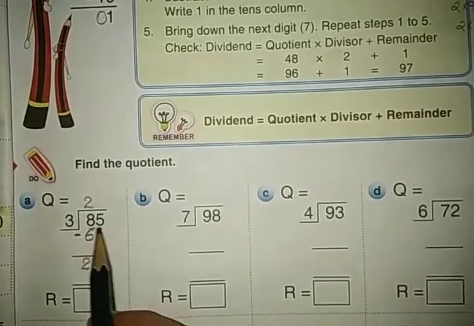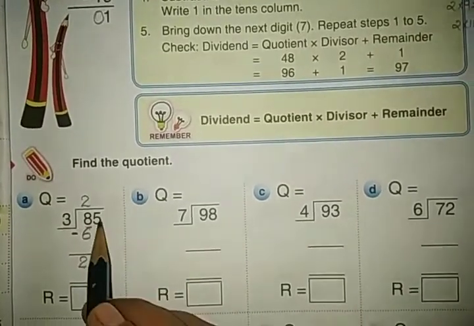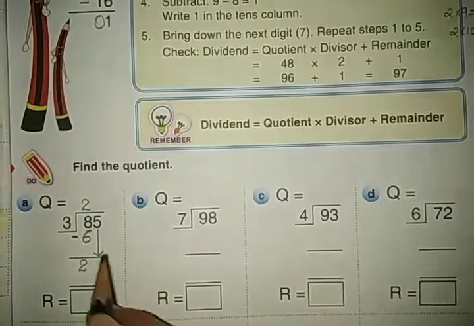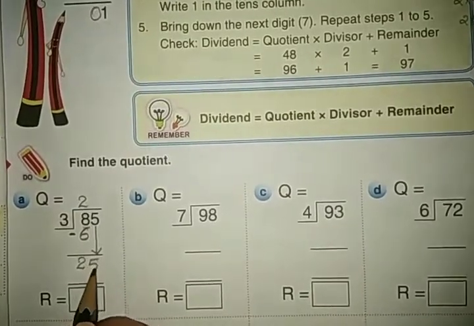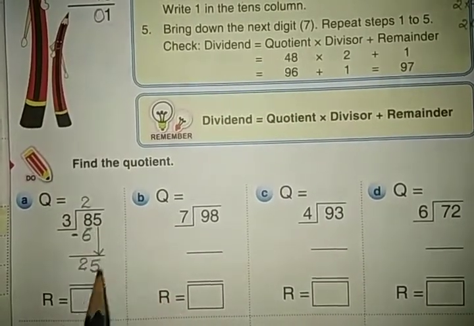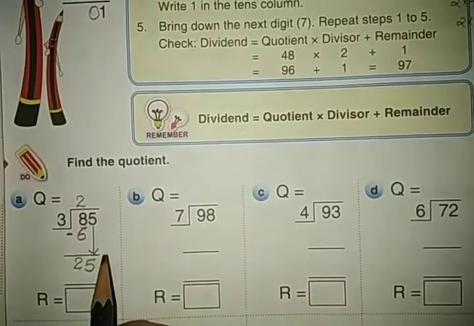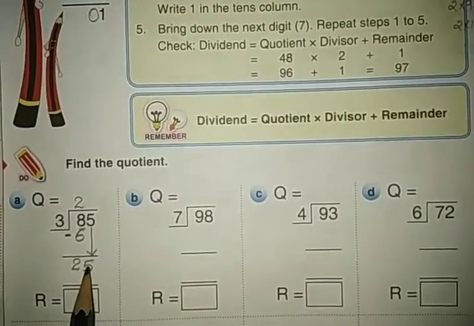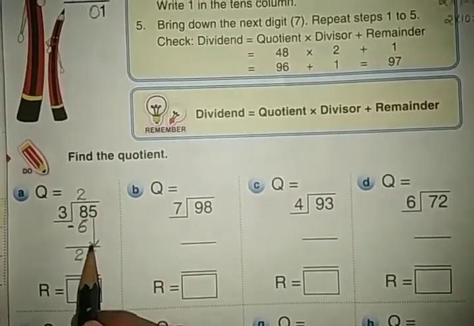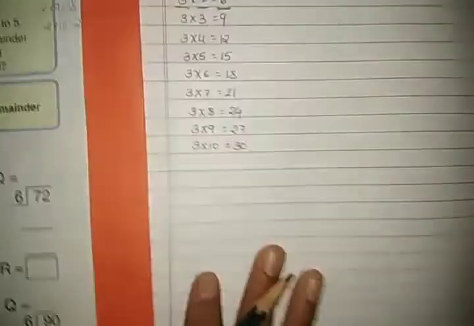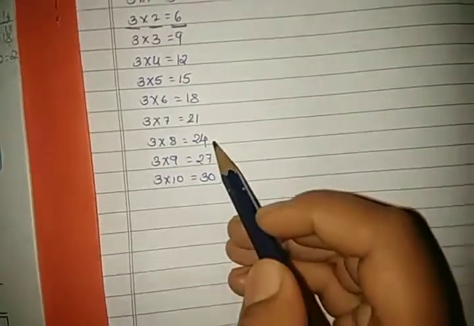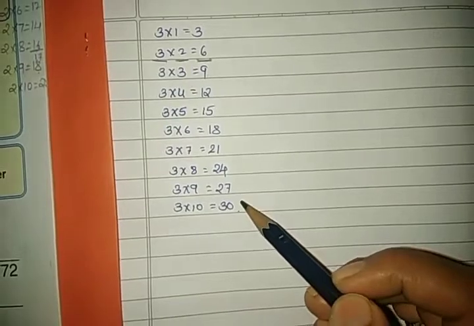Now we have divided 8. Now we need to take 5 down. We have finished with 8. Now we have to divide this 25. Check whether 25 is there in the 3 table or not. See here, is 25 in the 3 table, children? No, 25 is not there.